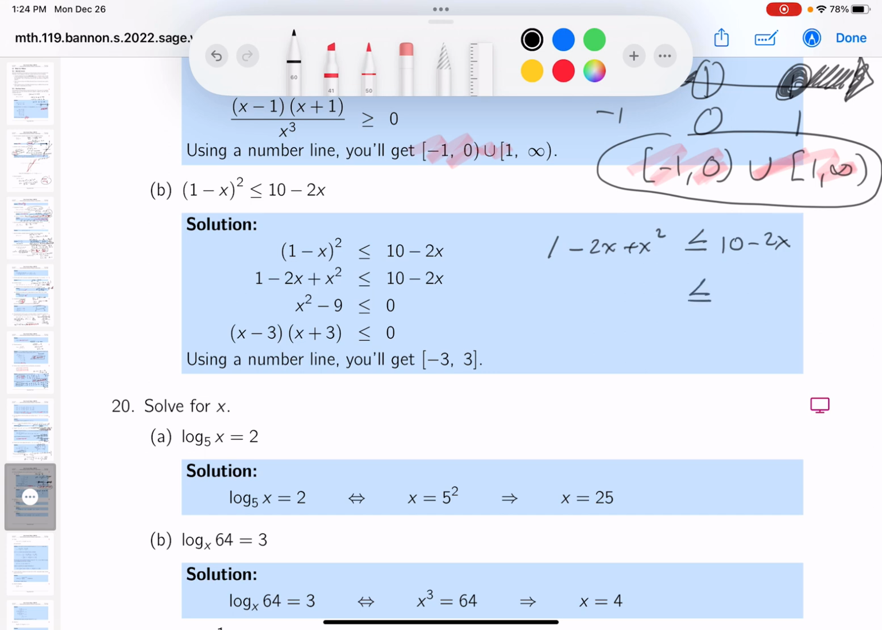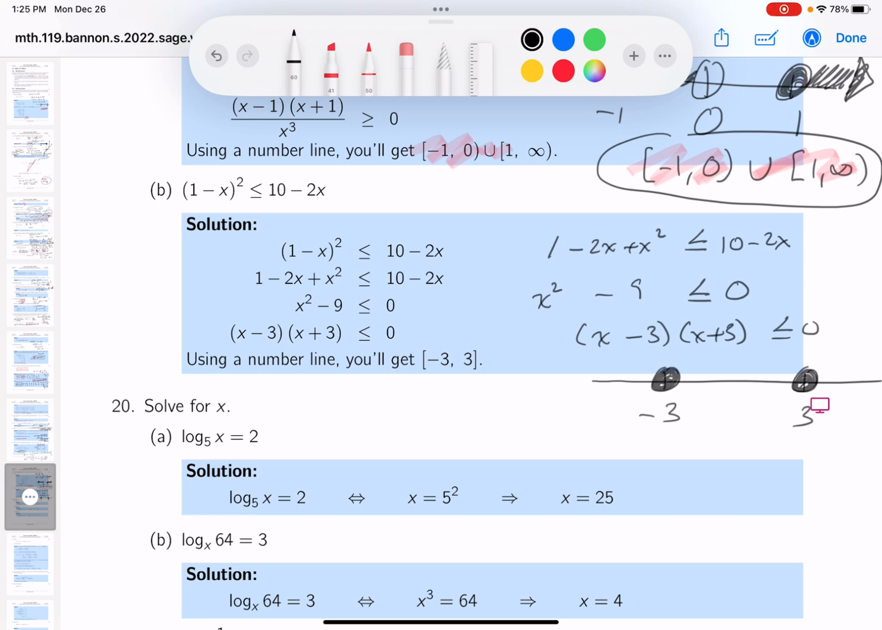Well, I'm going to write it in a standard way by subtracting 10 and adding 2x to both sides. And you would get x squared, and then the x would disappear, by the way, and you get minus 9. Relatively simple. What do you get? x minus 3, x plus 3, less than or equal to 0. Number line goes down. The zeros are minus 3 and 3. They do get shaded in because they do produce a 0.